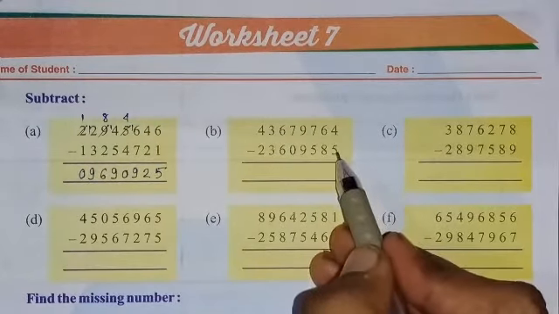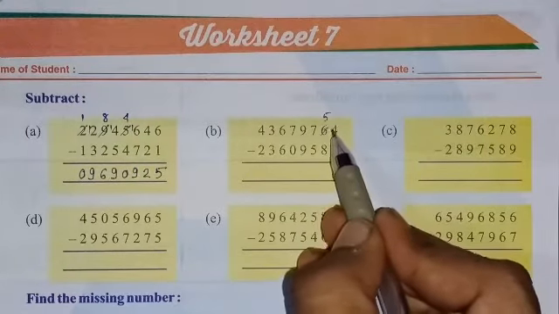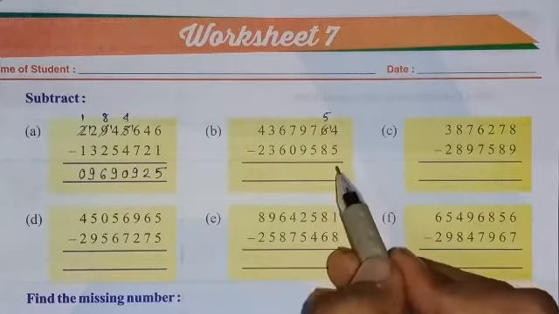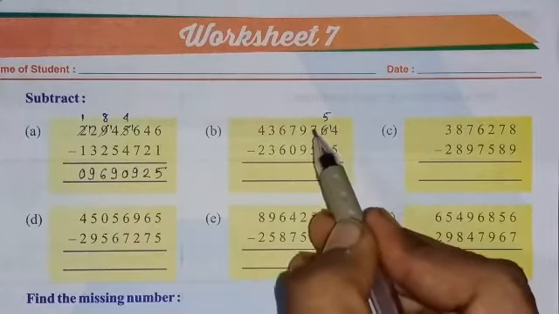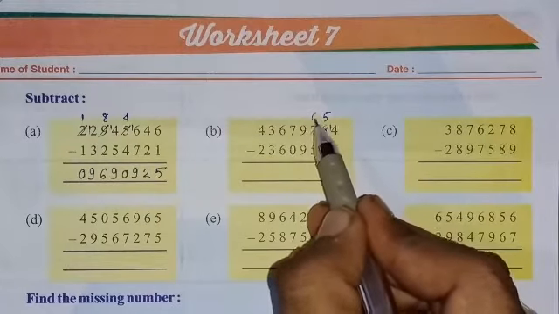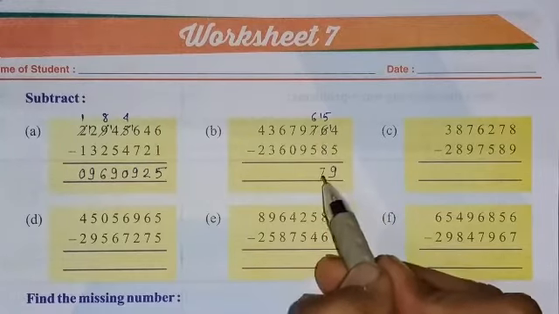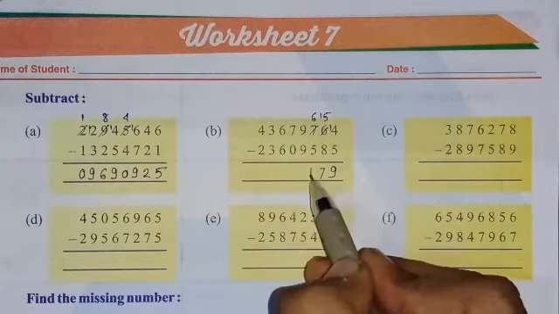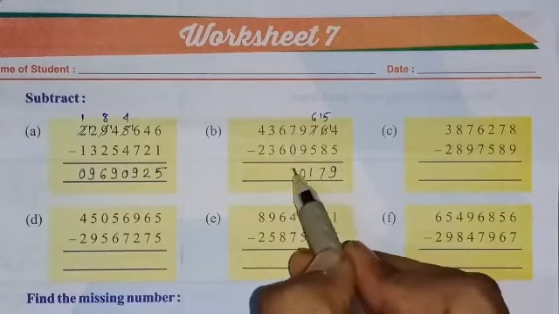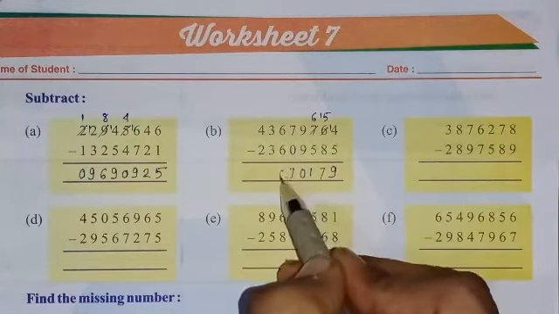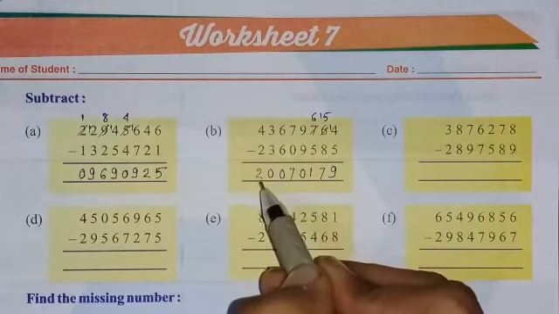4 minus 5, not possible. So borrow from the nearest digit. This one will be 5 and this will be 14. Now 14 minus 5, 9. 5 minus 8, not possible. So borrow from this number. This one will be 6 and this will be 15. Now 15 minus 8 will be 7. 6 minus 5, 1. 9 minus 9, 0. 7 minus 0, 7. 6 minus 6, 0. 3 minus 3, 0. And 4 minus 2, 2.